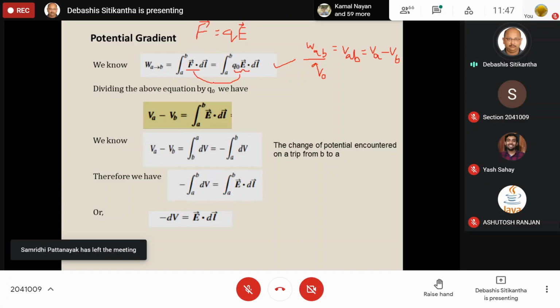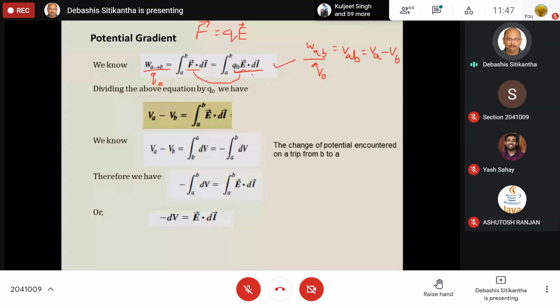Now you see, where is Q0 over here? It is over here. Now if I divide these two equations throughout, the left hand side and the right hand side by Q0, then I will be coming to this one. Because this is nothing but VAB, and VAB, as you all know, is equal to VA minus VB. So this is equal to integration from A to B, E vector dot dL vector.